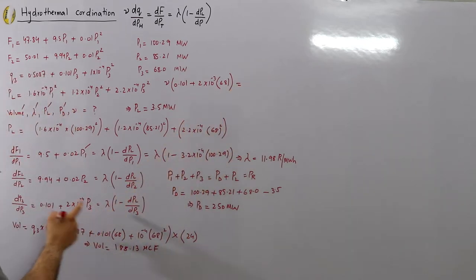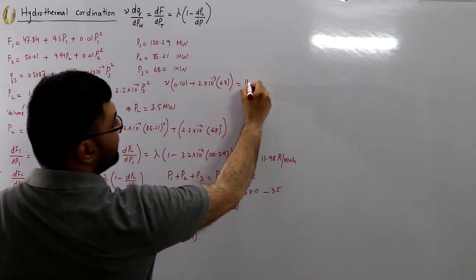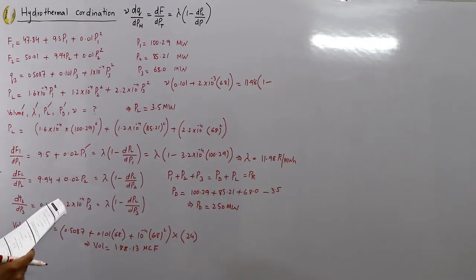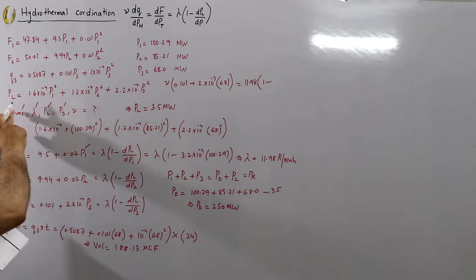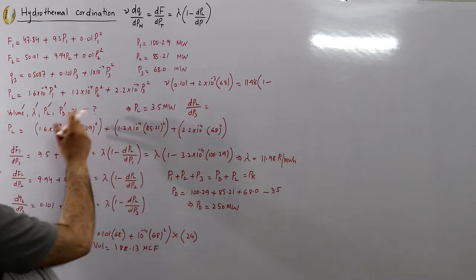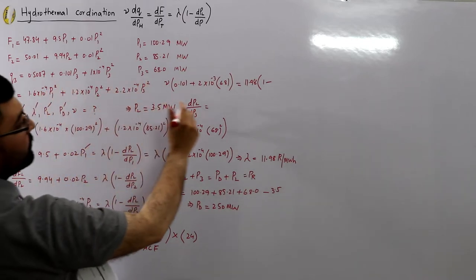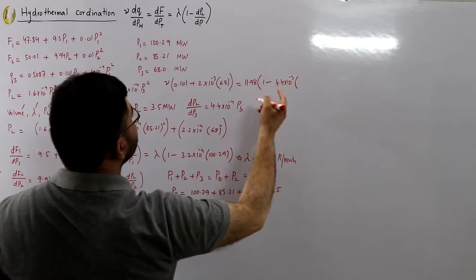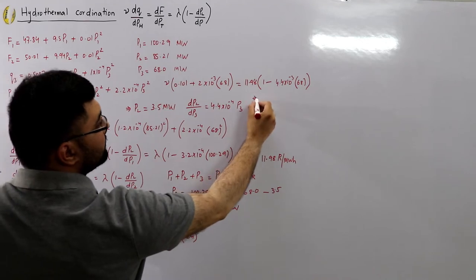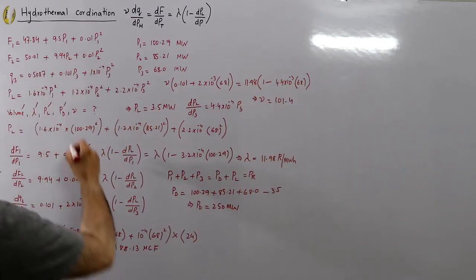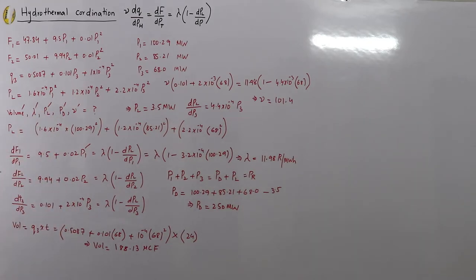So lambda, you have calculated lambda. Lambda is 11.98, and multiplied with 1 minus dpl with respect to dp3. So dpl with respect to dp3 is 1 minus 4.4... I will write over here, dpl with respect to dp3. These are basically the partial derivatives in terms of power loss. Okay, so this is constant over here. 4.4 into 10 to the power negative 4 p3. So this would be 4.4 into 10 to the power negative 3, P3 is 68. Can do the calculations. This implies you've got your water conversion coefficient, which is 101.4. And that is it about this question.